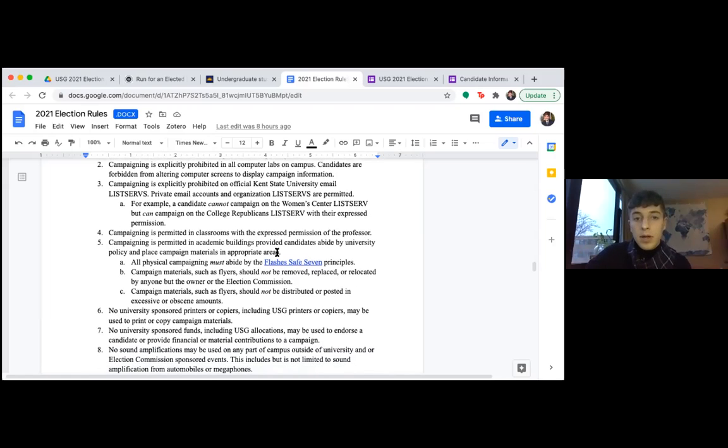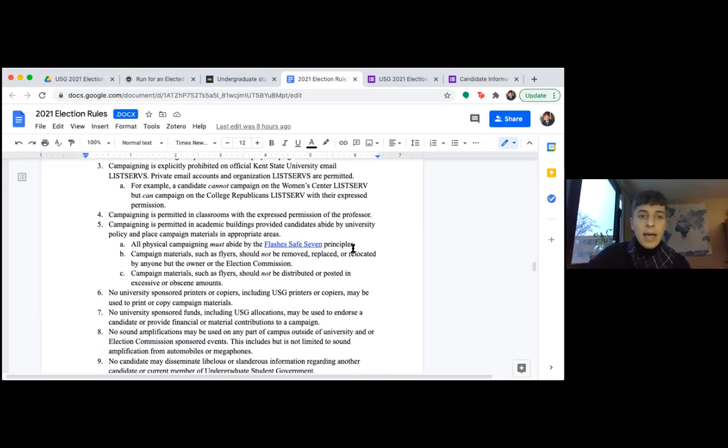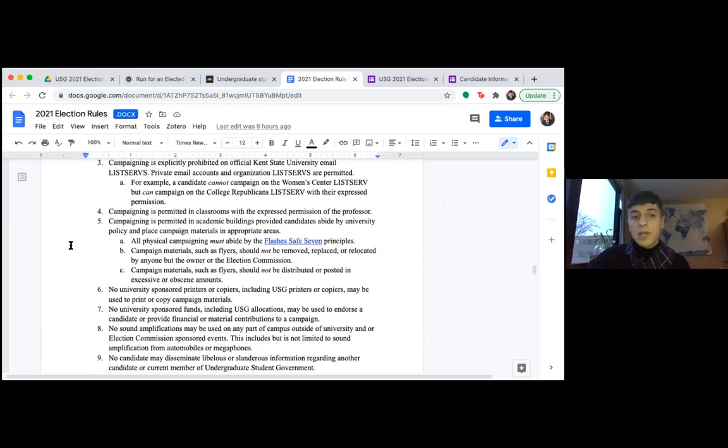Campaigning is also prohibited in all computer labs. You can't put stuff on screens about your campaign. Campaigning is also prohibited on official listservs. So you can't, for instance, if you work for the Women's Center, have them send out your campaign materials. However, if you contact a student org that has a listserv, like the College Republicans, you can ask them to send out your flyers. They may say no, and that's something that you got to accept, but you can ask student organizations to do that for you.